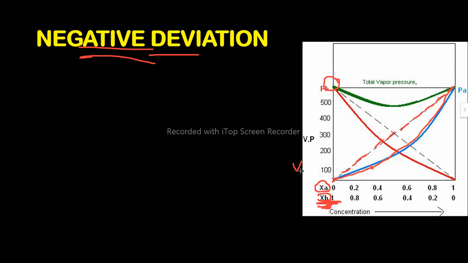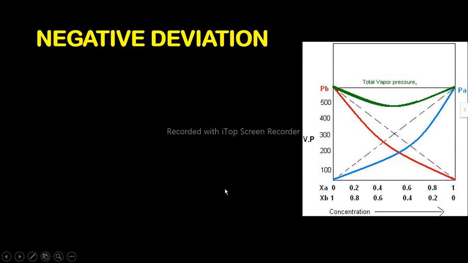Now, if you know this vapor pressure composition curve, then can you think about the boiling point composition curve? Is it going to give a maximum boiling point or a minimum boiling point? Think about it. Is the boiling point going to be higher than expected, or lower than expected? So basically, if you understand that, then you'll be good to go.